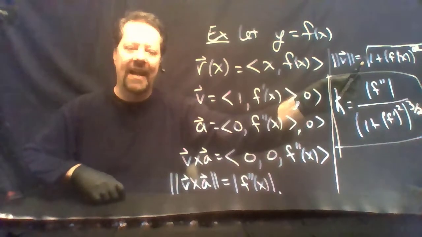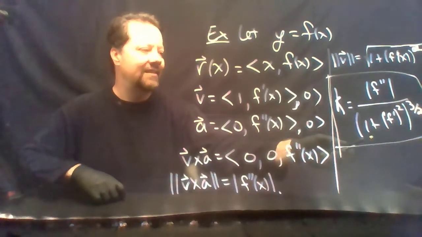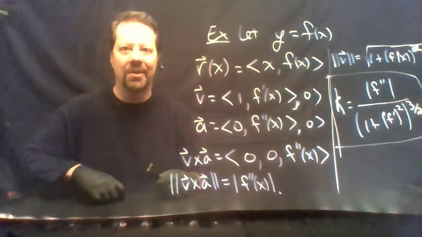Here we have a power of 1/2. We have to cube that, the norm of v cubed, in order to construct the curvature.